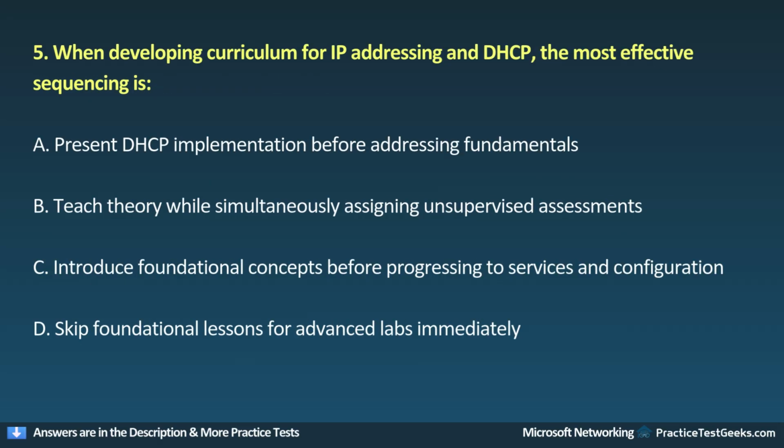5. When developing curriculum for IP addressing and DHCP, the most effective sequencing is: A. Present DHCP implementation before addressing fundamentals. B. Teach theory while simultaneously assigning unsupervised assessments. C. Introduce foundational concepts before progressing to services and configuration. D. Skip foundational lessons for advanced labs immediately.